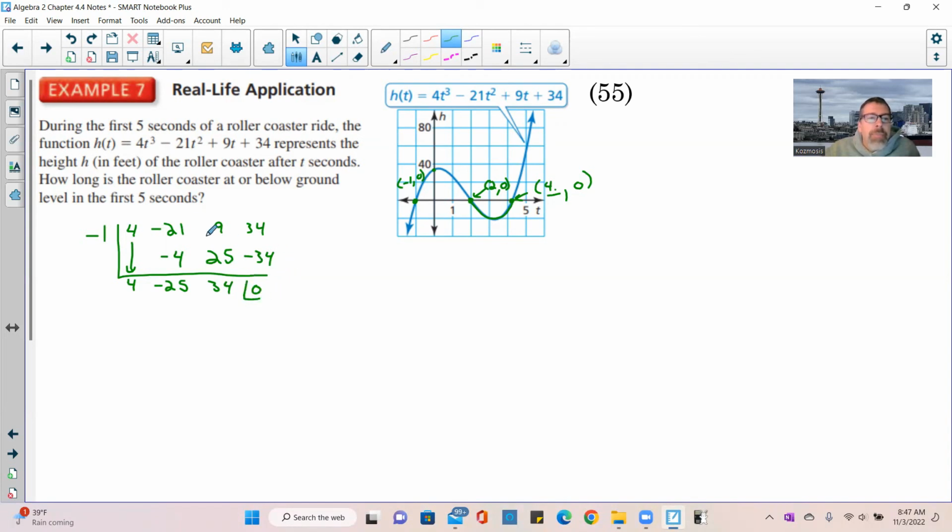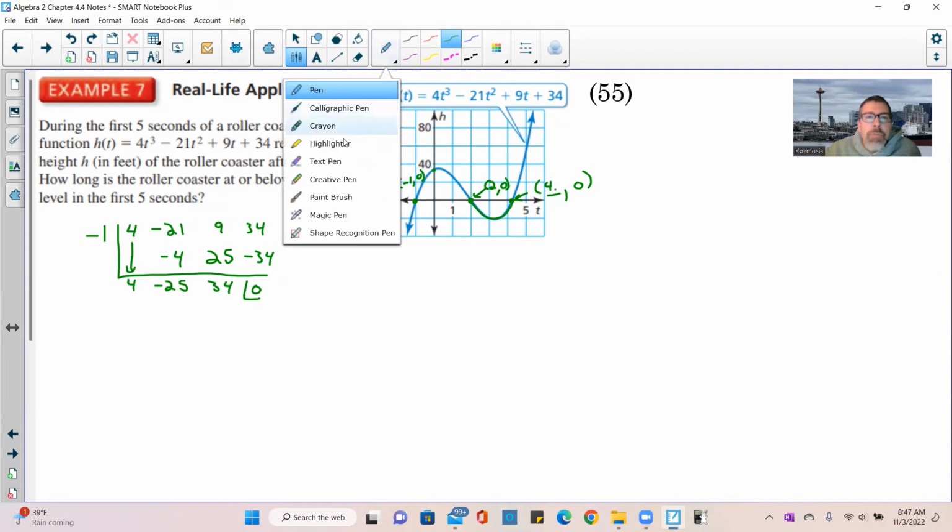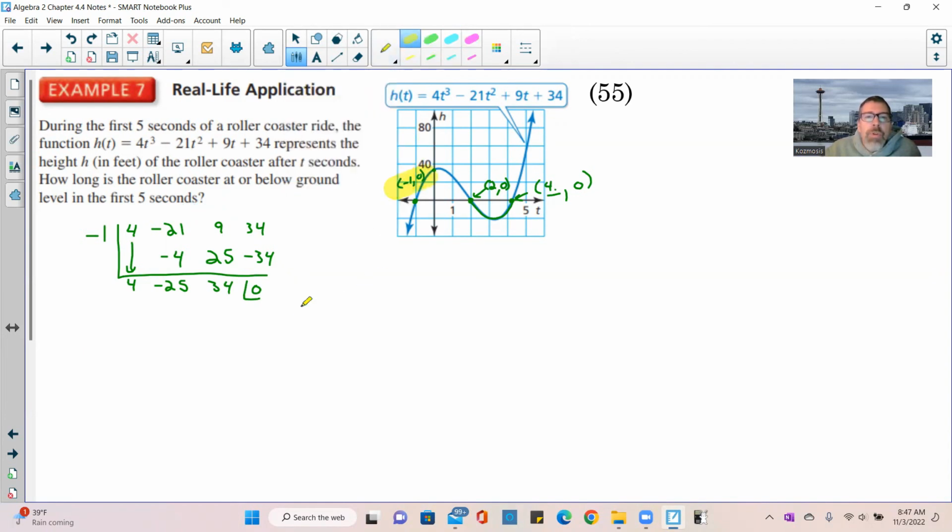That tells me that that is a factor. So I just have confirmed that -1, 0 is a solution or a factor. -1 or t plus 1 is a factor. Okay, did you catch that? The factor is the opposite. So now, since we're in terms of t, I know that one factor is t plus 1.